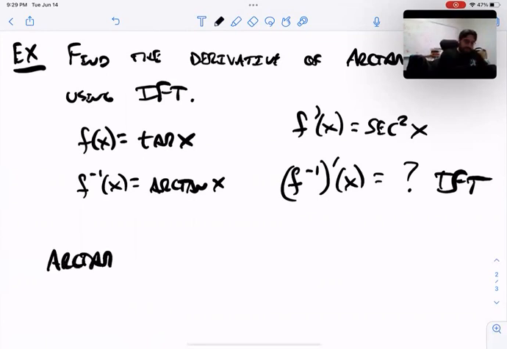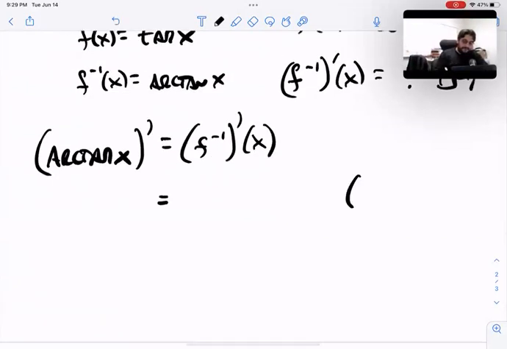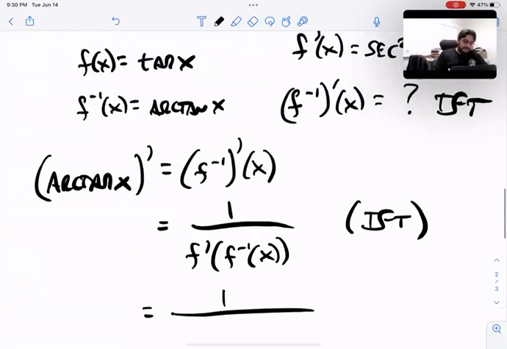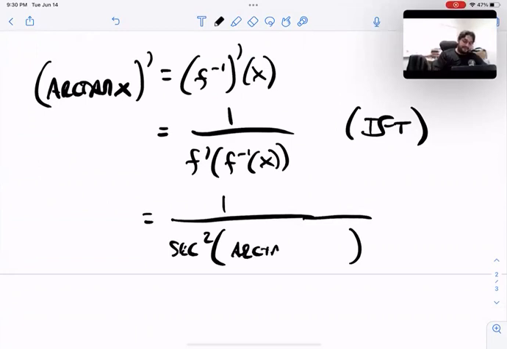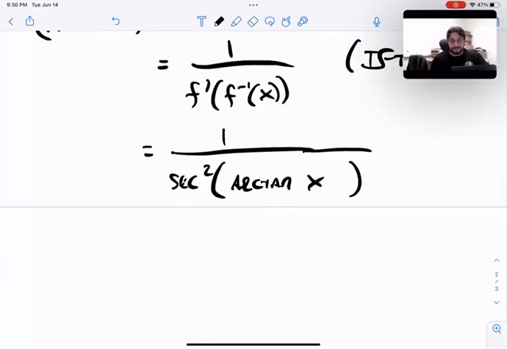So I'm going to say, okay, what's the derivative of arctan? Well, that's my f inverse, which by the inverse function theorem, I can say is 1 over f prime of f inverse of x. So what is this? If I remember, f prime is secant squared, right? But now it's going to be secant squared with what subbed in? With f inverse subbed in. Well, that's arctangent, right? So sub in arctangent for f inverse.